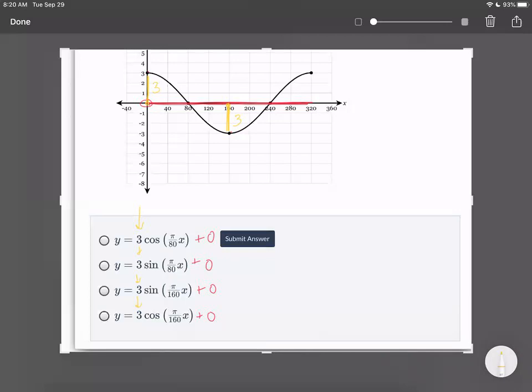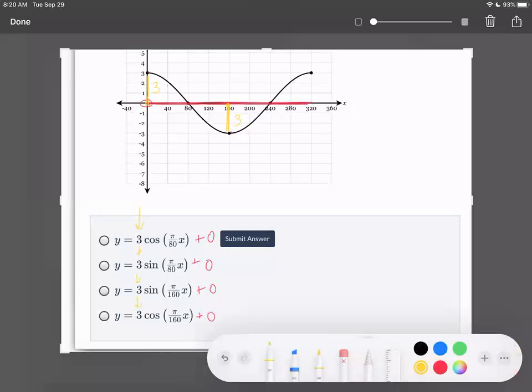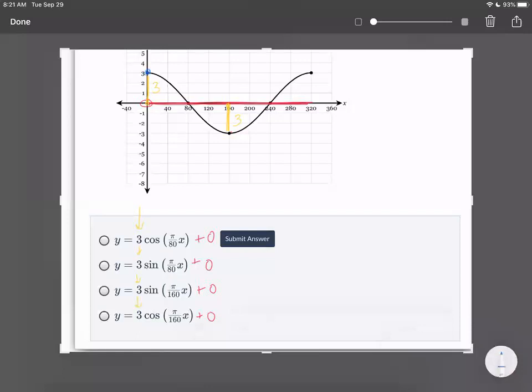Okay, and then we can look for our period. For that, we want to do top to top or bottom to bottom, or one hill, one valley. But in this case, they literally just give it to us top to top, so we're going to just calculate that. This is our period. We're going to take our right side minus the left side. So it's 320 minus 0. So our period is 320.